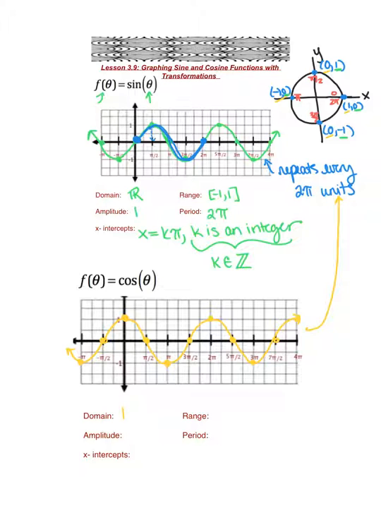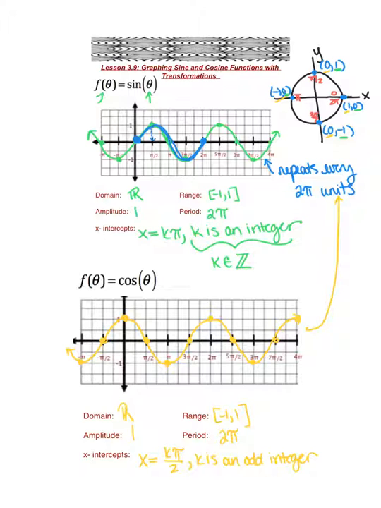The domain is all real numbers. The range is negative 1 to 1. The amplitude is 1. And the period is 2 pi. Notice they are the same, sine and cosine. However, the x-intercepts are different. If I'm looking at the x-intercepts of cosine, they're occurring at pi over 2, 3 pi over 2, 5 pi over 2. So I'm going to write that x is equal to k pi over 2, where k is not just an integer, but it is an odd integer.